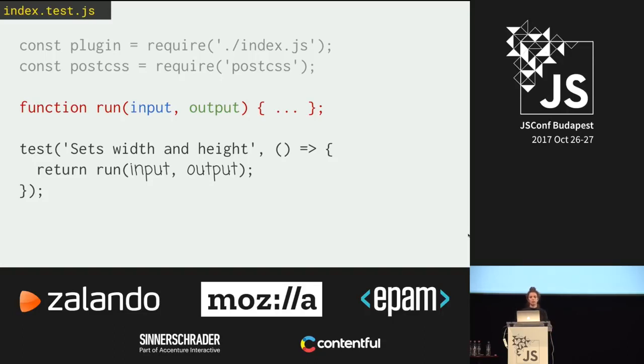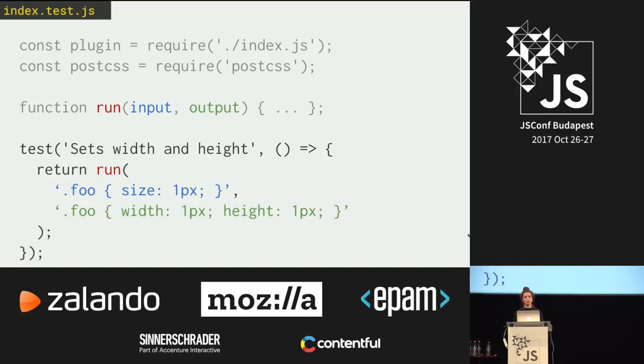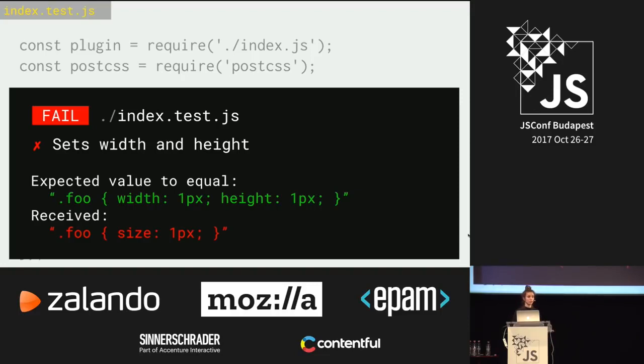It might sound hard to understand, but you'll get it. After that, you have a test function with a description, and then you call the run function, where you give it an input and an output. So if you write a class foo with a size of 1 pixel, then you are expecting foo with a width and a height of 1 pixel. That's it. And if you run the test now, it will fail. So let's make it pass.